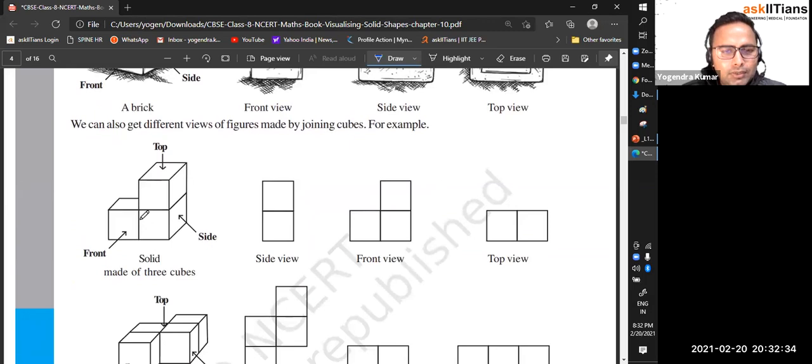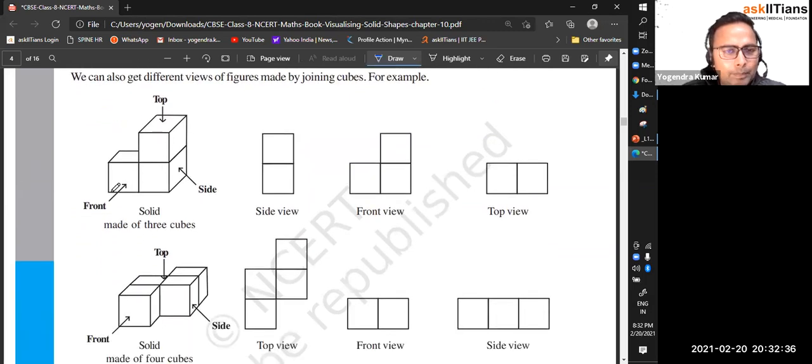Now a solid like this is here. It is like this. We have made it of 3 cubes. So what is the front view? This one, because it looks like 3 squares like this, right? The side view will be 2 squares like this. Okay, and what is the top view? Like this. The top view will be this one, right?